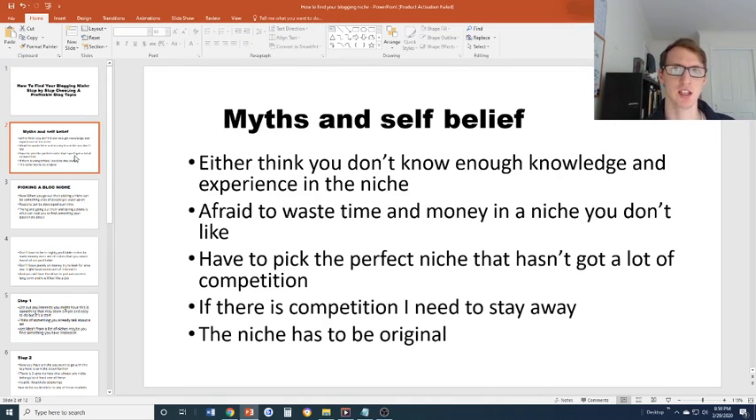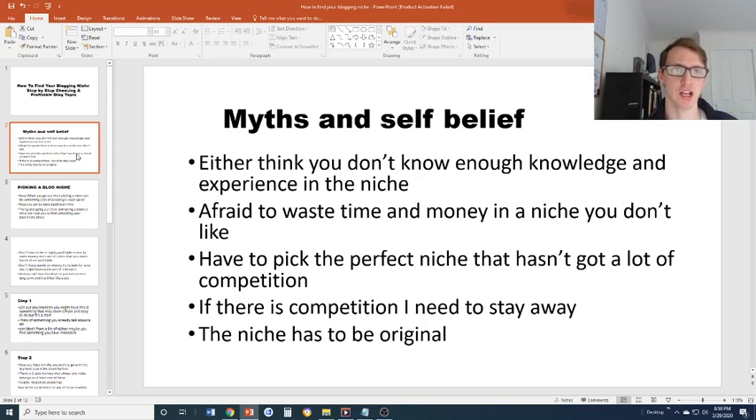So the first thing is myths and self-belief. People seem to struggle with this one. People think either you don't have enough knowledge or experience in the topic that you want to write about, which is false. Or they're afraid to waste time and money in a niche they don't like. This is something a lot of people struggle with, even myself. You don't want to go into a niche, end up not liking it, and bail on it, wasting time and money.